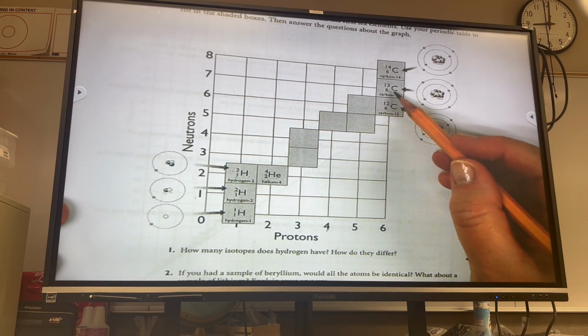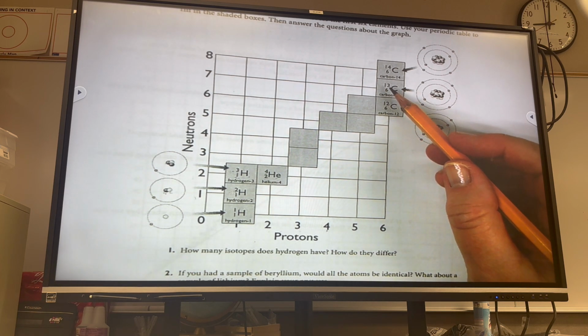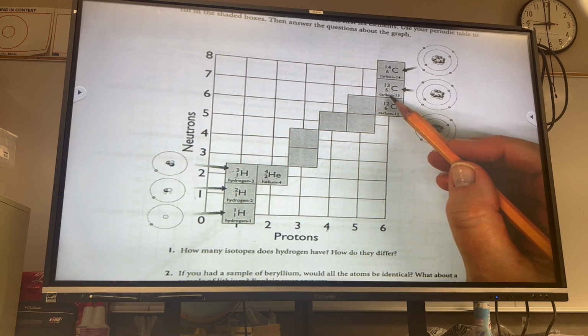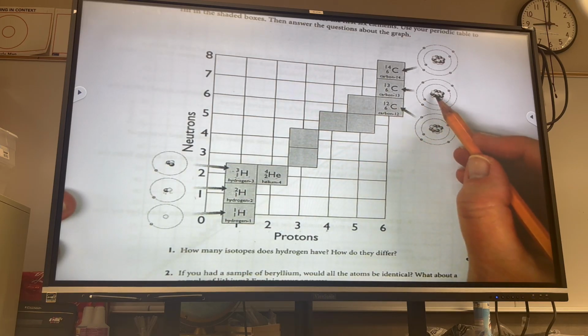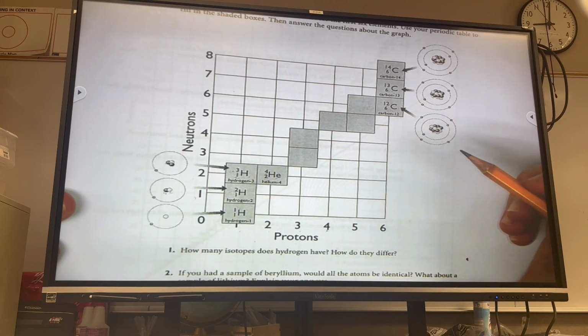Carbon 13, so there's the name there, that's what we would call this. It has a mass number of 13, so that means it has 13 particles in the nucleus. 6 of those are protons. How many are neutrons? Whatever 13 minus 6 is, that's 7. So here, the light colored ones are your 6 protons, the dark colored ones are your 7 neutrons.